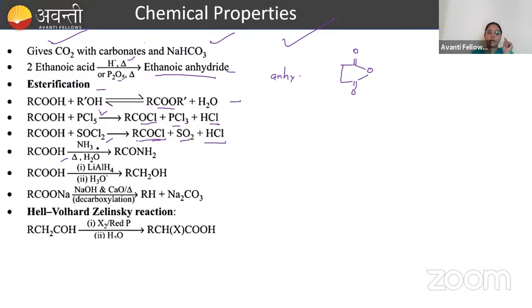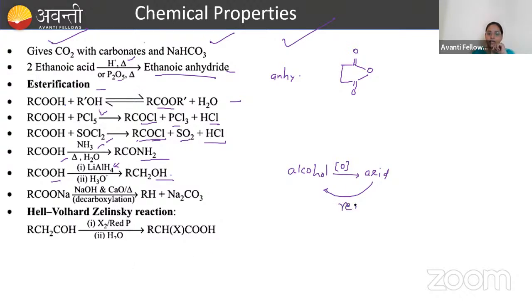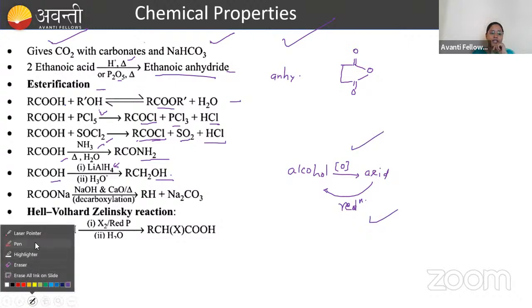When the acid reacts with ammonia, there is a formation of the respective amide. When acid undergoes reduction, there is a formation of CH2OH. So this reaction is converse also. Alcohol on oxidation gives acid and acid on reduction gives alcohol. So this reaction is vice versa, but the reagents are different. First oxidation is happening, and later reduction is happening, with a very good reducing agent, that is LiAlH4.